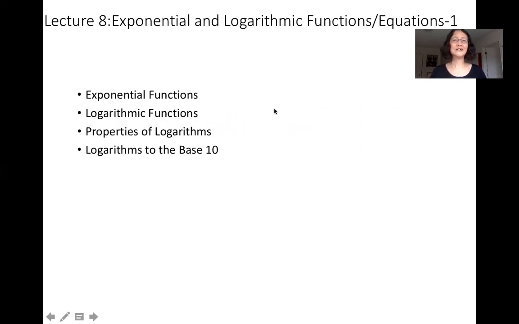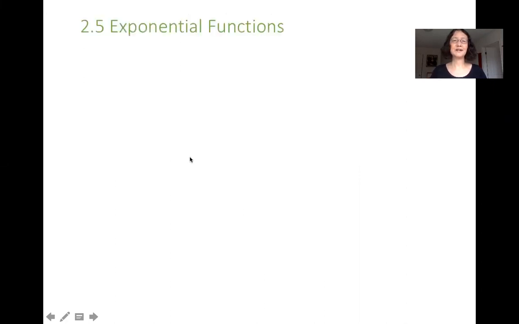In this lecture, we'll talk about exponential and logarithm functions. Topics include exponential functions, logarithm functions, properties of logarithms, logarithms to the base 10. So first, exponential functions.